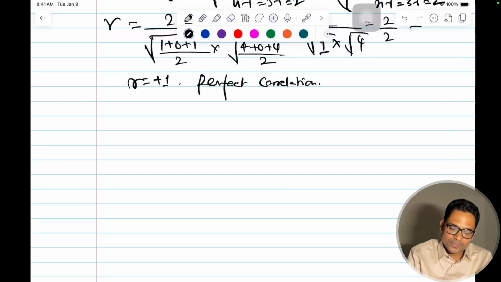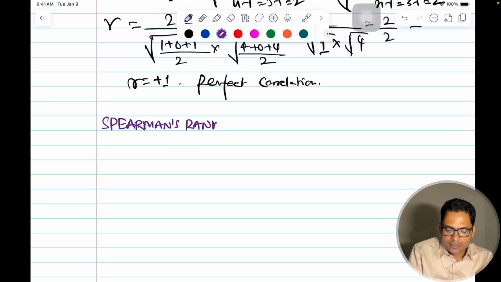So this is used for ordinal data, whenever we have categorical data, right? So at that time these numbers don't make sense. I'll give you an example. Spearman's rank correlation coefficient.